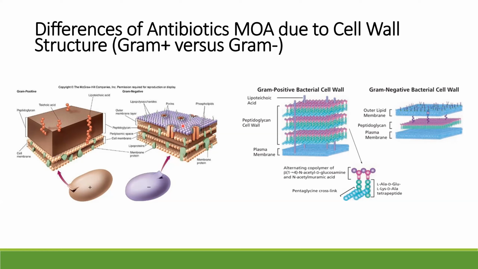So antibiotics' mechanism of action targets things that are unique to bacteria. We want to make sure that antibiotics target something unique to bacteria and not something that is found in human cells, because then we're going to be killing our own cells. So that's the first step. Antibiotics are going to target something unique to bacteria, something that is not found in eukaryotic cells.